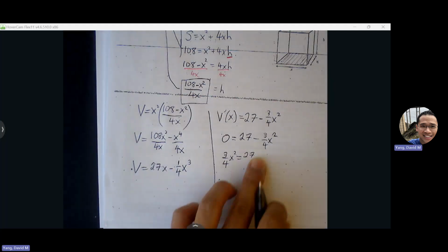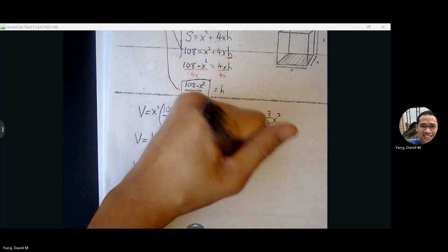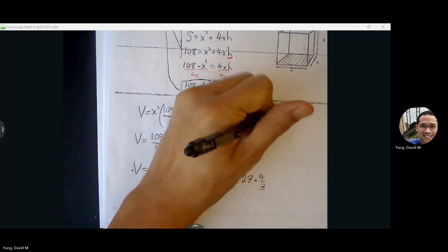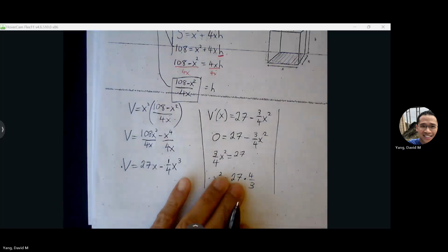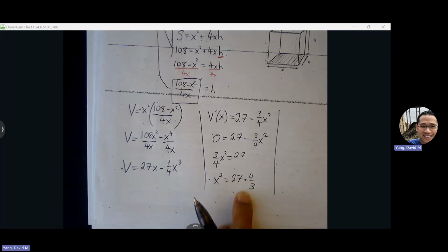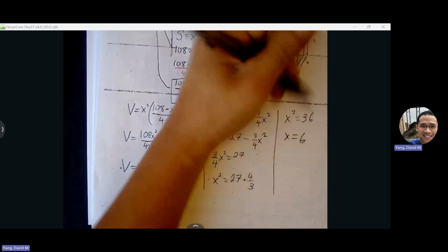Dividing by 3/4 is the same thing as multiplying by 4/3 on the other side. You can enter this in the calculator, or you can work this out by hand. 27 divided by 3 is 9. 9 times 4 is 36. So x is equal to 6.